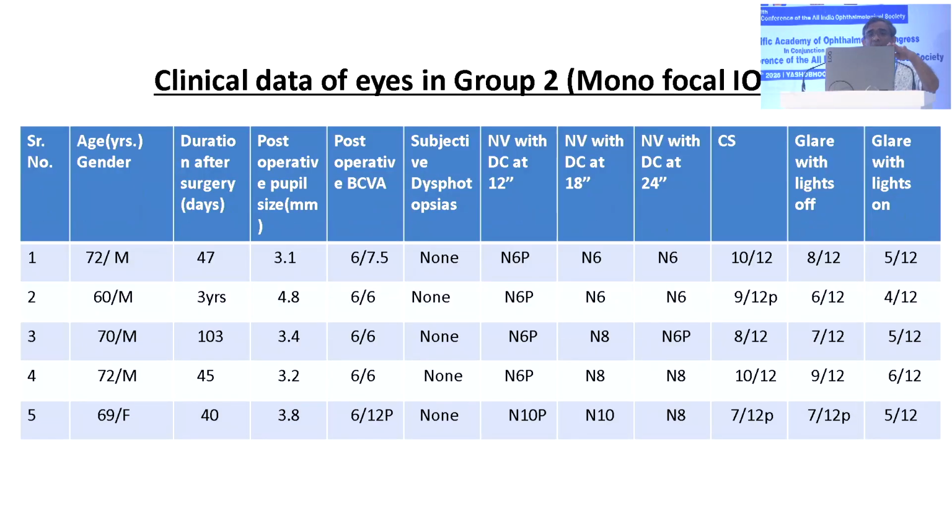And now when you compare it with the monofocal IOLs, this was the reading here, and these are the readings here. N6, N6, N6, and in some cases N10 and N8.